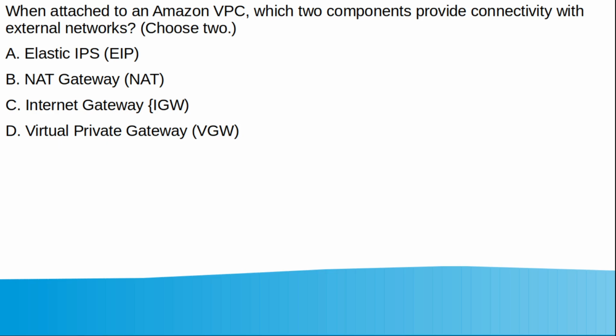Next question. When attached to Amazon VPC, which two components provide connectivity to external networks? Choose two. A. Elastic IP address, EIP. B. NAT gateway. C. Internet gateway. D. Virtual gateway. You should be careful. Attach it to Amazon VPC.